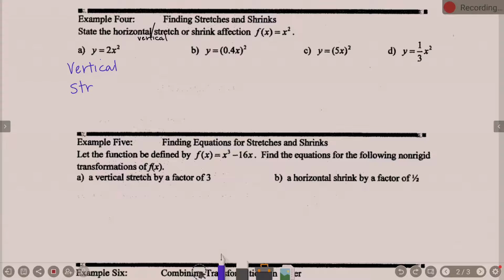Vertical stretch by a factor of 2. Are we okay with that one? Okay.